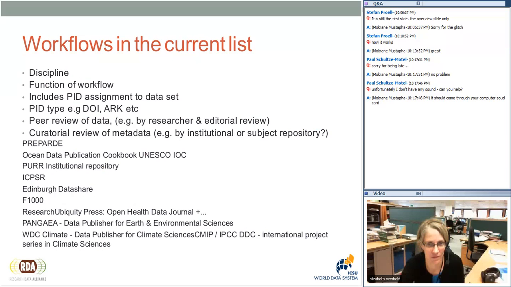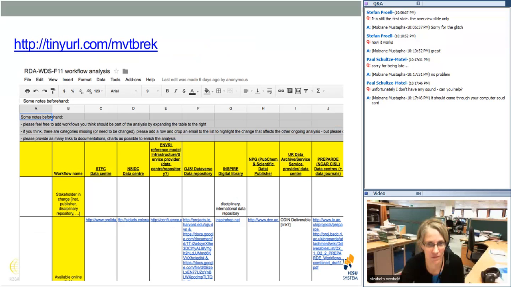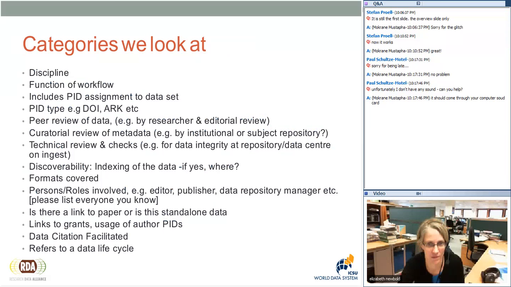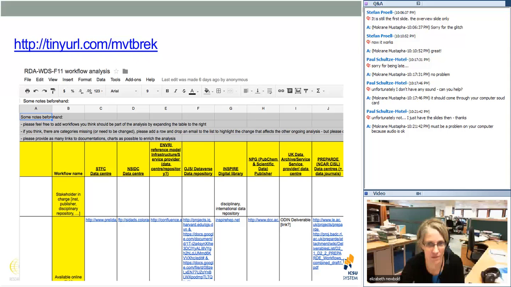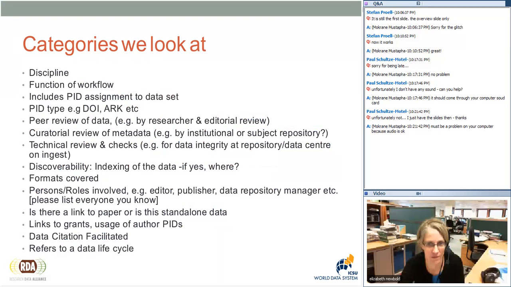I'm just going back to the slides. I think that's a really good point. I think we've actually touched on it, but probably not in enough detail. We're trying to map who's involved and where they are involved, but we haven't necessarily got a box about pre-deposit or ingest. So I will make a note of that. Thank you.